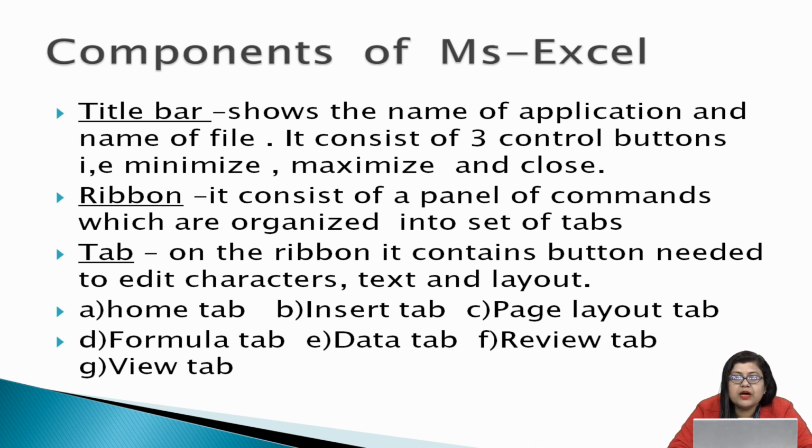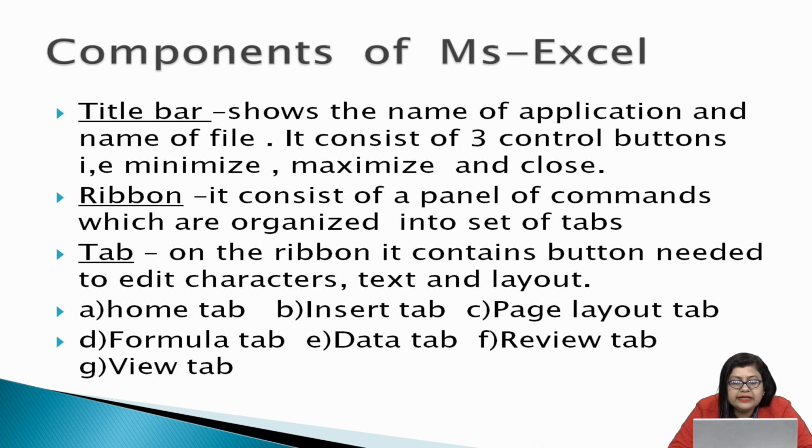Now come the components of MS Excel. First is the title bar, which shows the name of the application or the name of the file. It consists of 3 control buttons: minimize, maximize, close. Then comes the ribbon. It consists of a panel of commands which are organized into a set of tabs. It contains buttons needed to edit the character value, textual value, and layout.